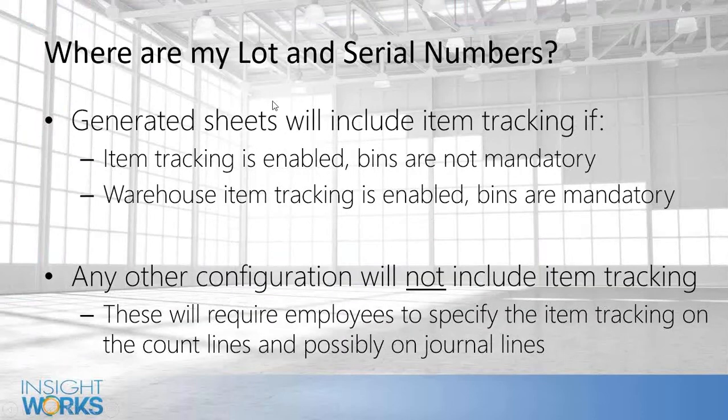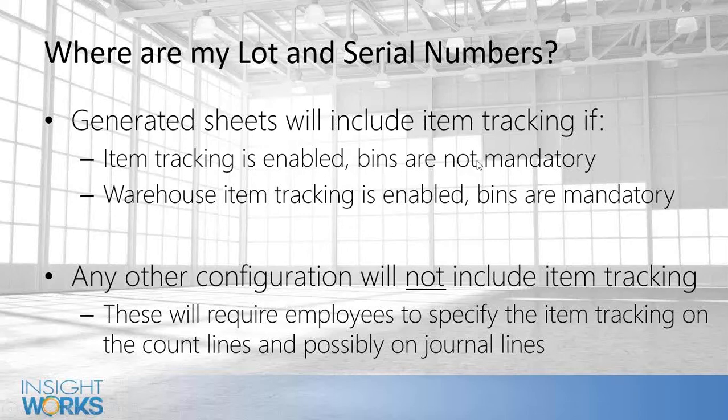So one of the questions we often get is, where are my lot and serial numbers? So you generate these sheets and you've got something that's maybe serialized, needs a serial number, but the count sheet shows a quantity of 20 on one line and it doesn't break out the serial numbers for you automatically. Okay, that happens. And the reason is, unless it meets one of these top 2 criteria, you're not going to see individual lot numbers and serial numbers on the count lines.